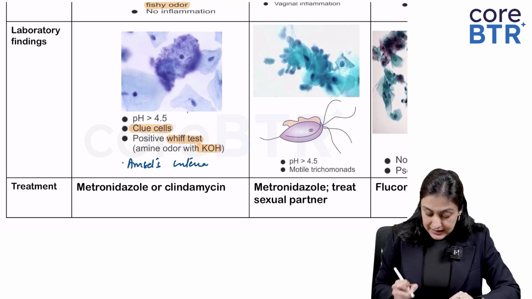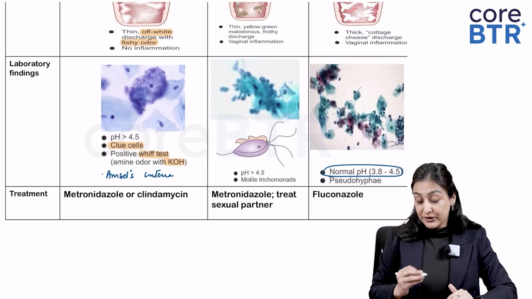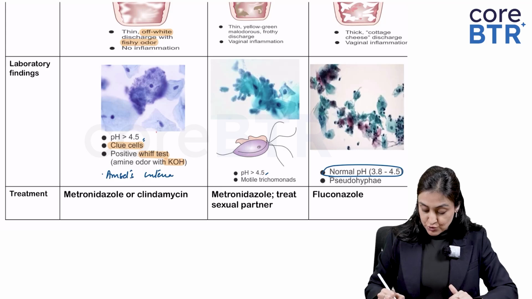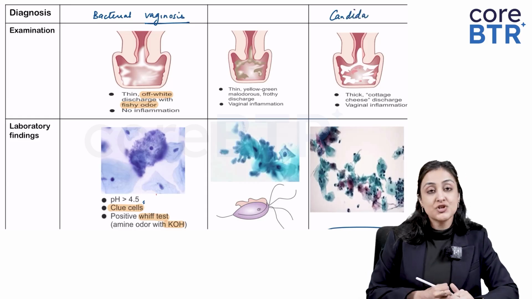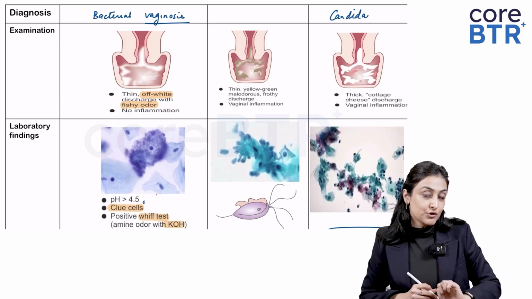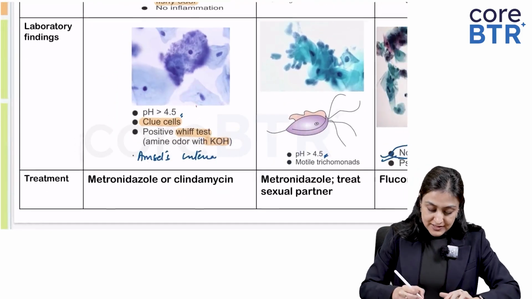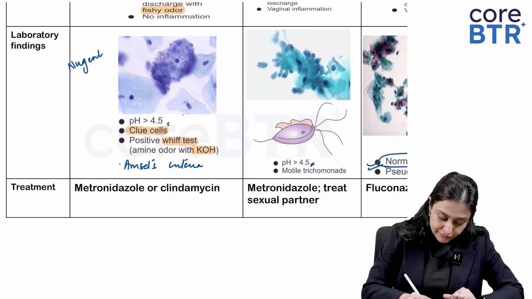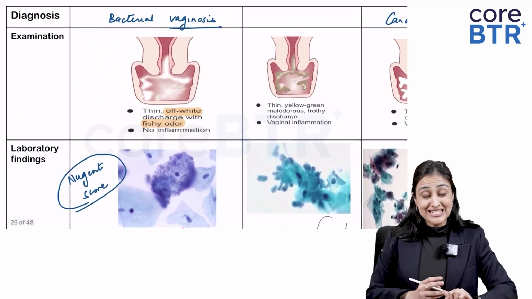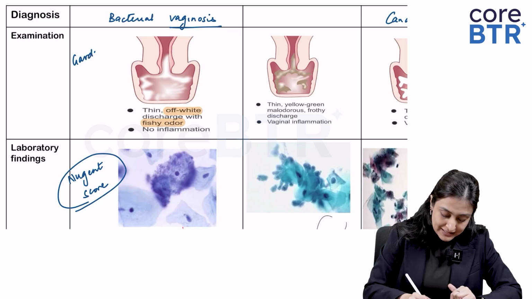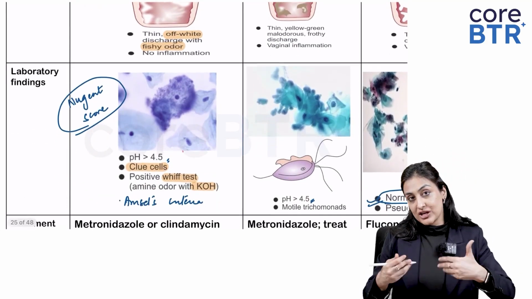Now, vaginal pH is acidic, right? So the normal pH is 3.8 to 4.5. It is deranged in both. So you just remember that the pH is normal in Candida. Everywhere else, the pH is going to be more than 4.5. So that's how you remember pH. So Amsel's criteria, clue cell, whiff test. There is also a grading as per the number of bacteria, and that is called Nugent score. So all of these are buzzwords for bacterial vaginosis, which is caused by Gardnerella vaginalis.